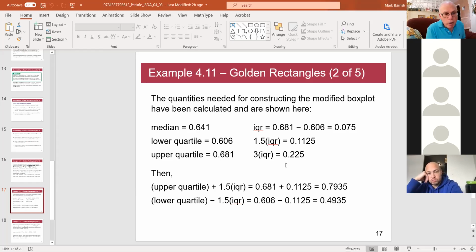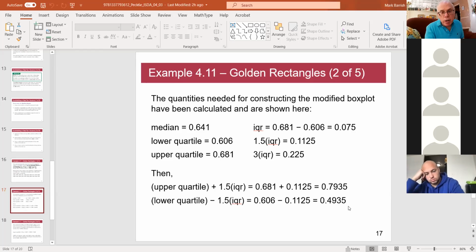All right. Now, what do we do next? To determine outliers, let's just look at the 1.5 IQR number first. Let's say we want to determine just moderate outliers, regular outliers. We take our upper quartile, 0.681, and add the 1.5 IQR number, 0.1125, and we get 0.7935. We take our lower quartile, 0.606, and subtract 0.1125, and we get 0.4935. If any numbers in your data set are larger than 0.7935 or smaller than 0.4935, they are outliers. That's the definition of an outlier.